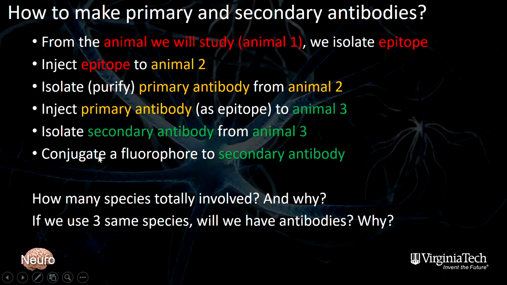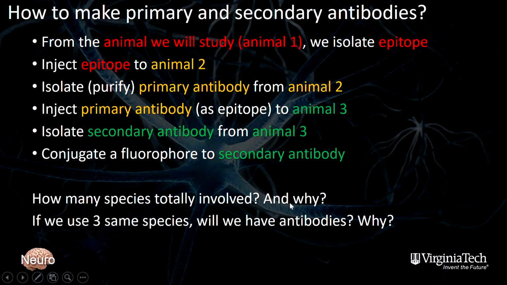And then the last step is we need to conjugate a fluorophore to our secondary antibody. And this is also a chemical reaction. So here is a conclusion. How many species are totally involved in this process? The answer is 3. So the first one is the studied animal. In our situation, it is going to be our mouse, right? We study mouse brain. So this is our animal 1. And then animal 2 is where the primary antibody was developed. And then animal 3 is where the secondary antibody was developed.